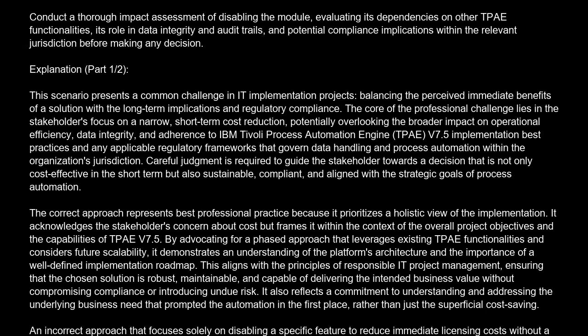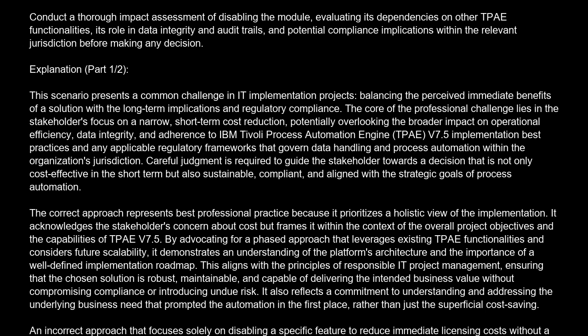Careful judgment is required to guide the stakeholder towards a decision that is not only cost-effective in the short term, but also sustainable, compliant, and aligned with the strategic goals of process automation. The correct approach represents best professional practice because it prioritizes a holistic view of the implementation. It acknowledges the stakeholder's concern about cost, but frames it within the context of the overall project objectives and the capabilities of TPAE v7.5, by advocating for a phased approach that leverages existing TPAE functionalities and considers future scalability. It demonstrates an understanding of the platform's architecture and the importance of a well-defined implementation roadmap.